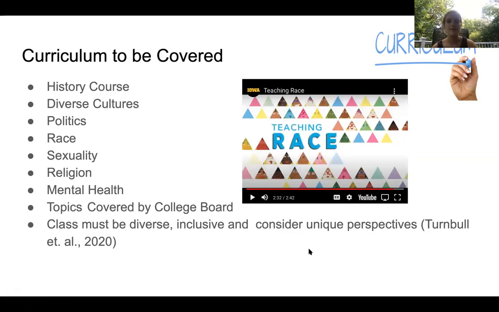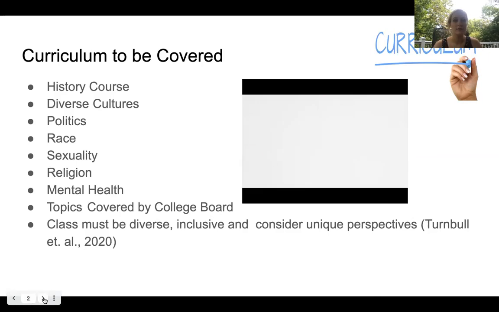Okay, so hopefully that video was helpful in understanding the importance of teaching topics such as race and sexuality, but I just wanted to briefly say that I believe that all these topics must be covered because they are real life situations, and as a part of being a history teacher, you have to be willing to teach about things that happen in real life and things that occur in history. So, next slide.